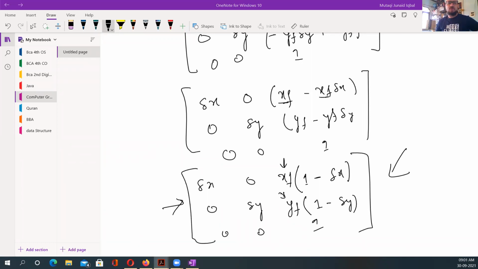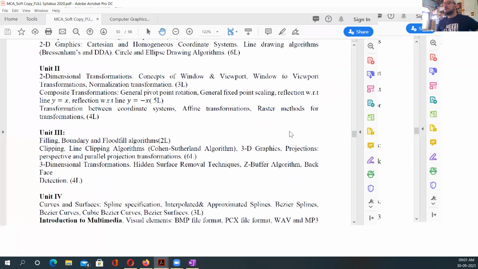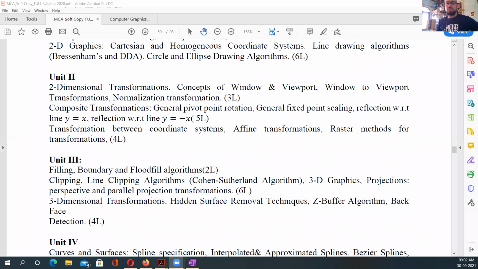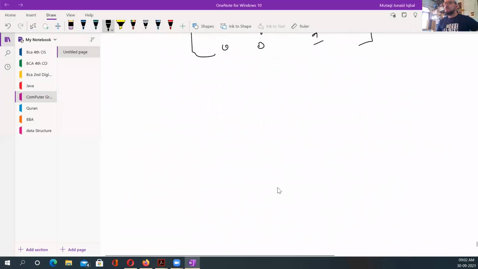And now the next thing is reflection with respect to... we have 10 minutes left. Where did reflection go? Reflection with respect to the line y equals x, and reflection with respect to the line y equals negative x. So now we are doing the next topic, reflection with respect to y equals x. Then I have to do reflection with respect to y equals negative x.